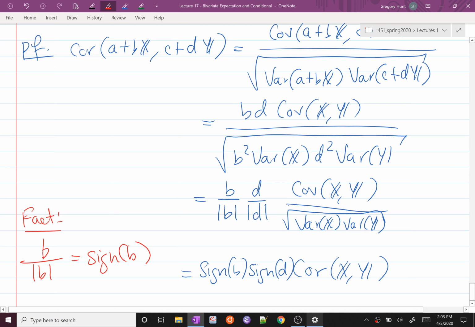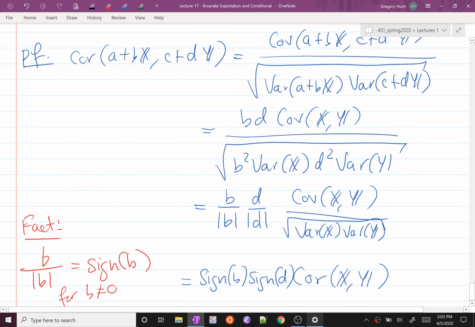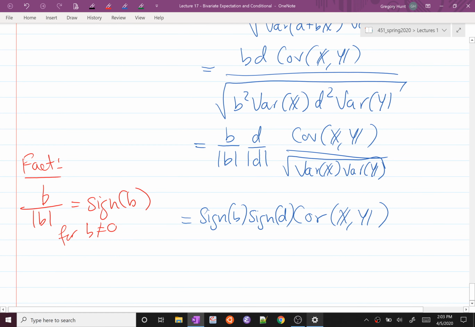It's going to be plus 1, minus 1, or 0, depending on, I guess, as long as b is not 0. If b is 0, you run into a problem, but then we have some other issues going on here. So, okay, that's a nice and simple proof.